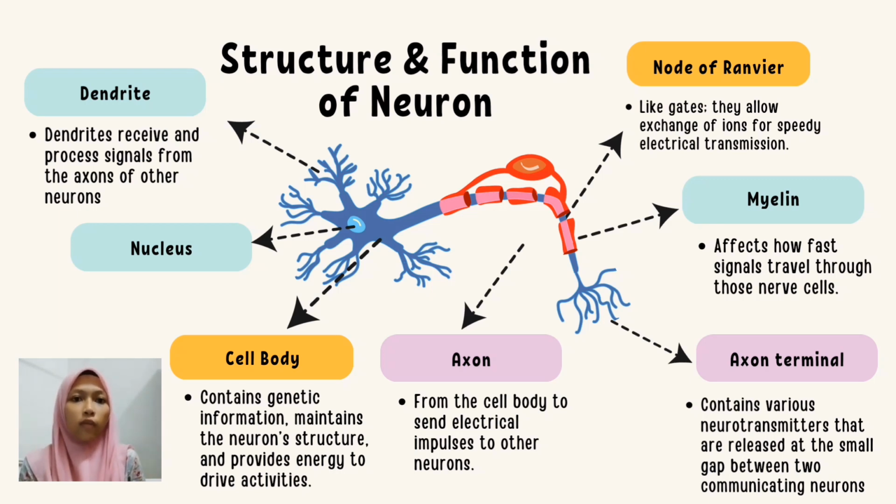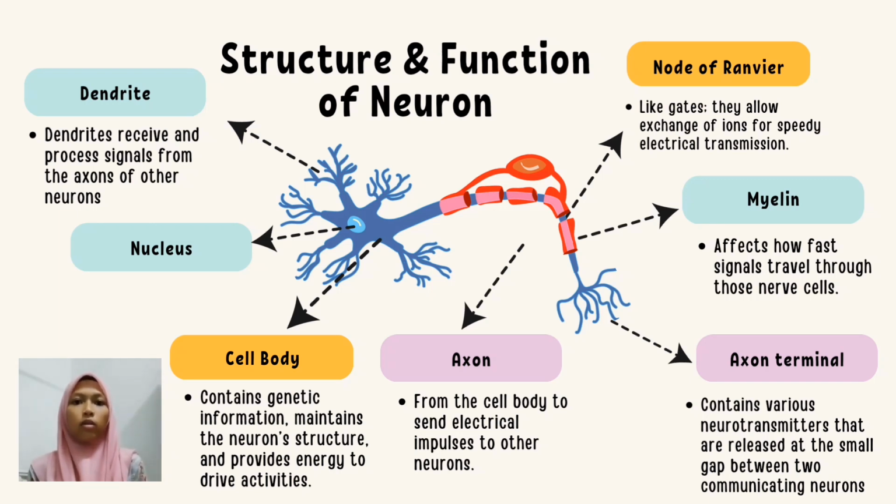After that, we have the nucleus. Then, the cell body, also known as the soma. The cell body is the cross-section of the neuron. The cell body contains genetic information, maintains the neuron structure, and provides energy to drive activities. Another structure of the neuron is the axon.